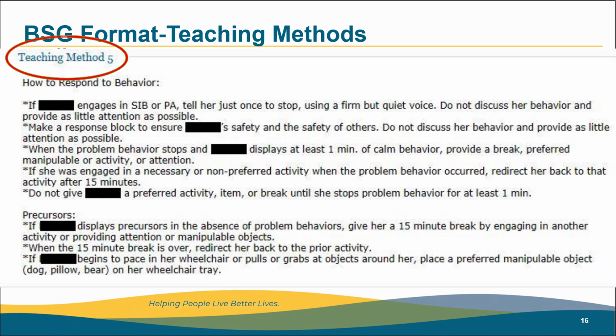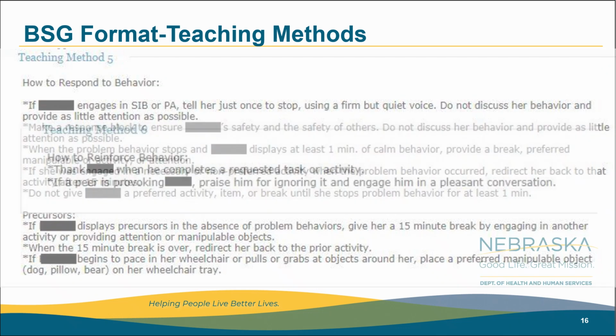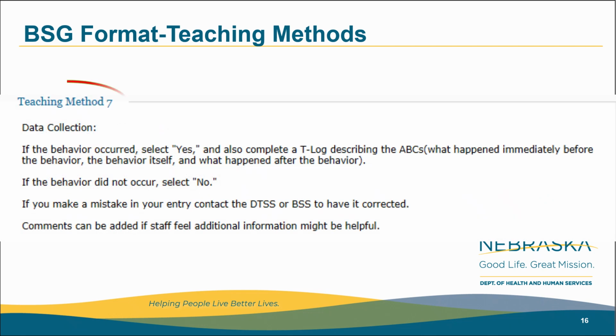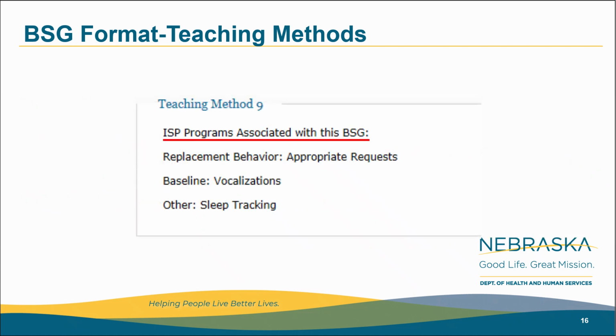Teaching Method 5 will generally contain a list of things to do when precursors or behaviors of concern happen. Teaching Method 6 will contain a list of things to do when the individual engages in positive behavior. Teaching Method 7 outlines data collection procedures. We'll walk through the specifics of data collection on upcoming slides. The final teaching method will list any other programs that are associated with the BSG. Some examples are habilitation plans that may be used as a replacement behavior, other ISP programs that are tracking behaviors, and ISP programs for sleep tracking.